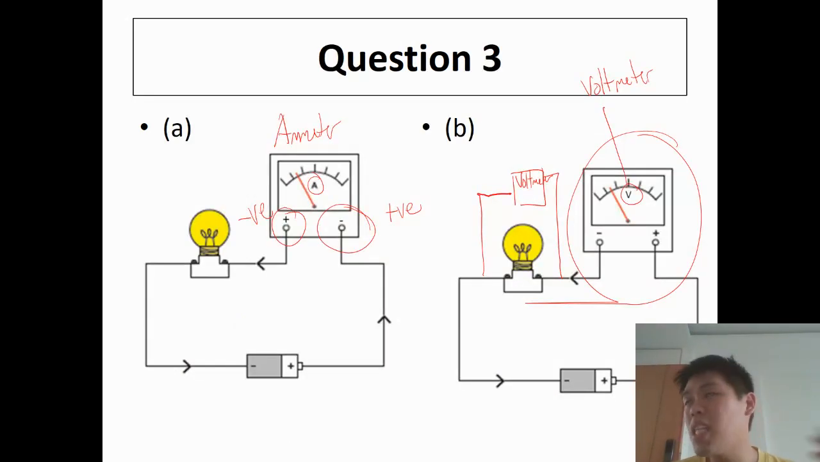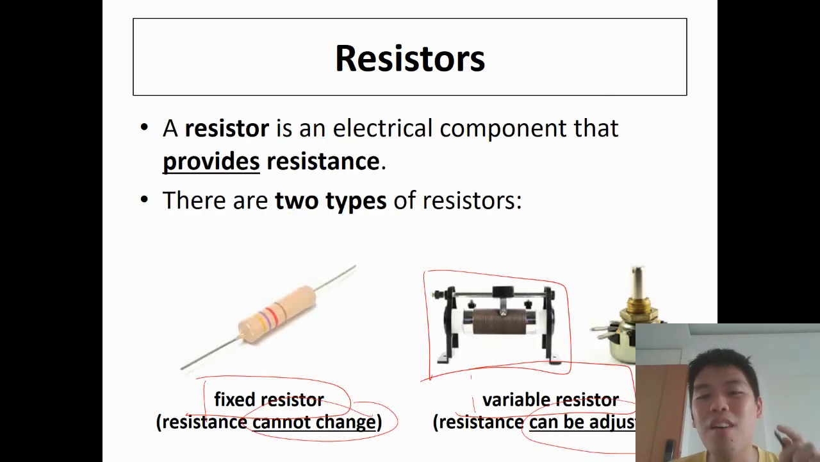So what is one thing in your classroom or at home that you can turn? The fan knob, correct? Your fan, the knob. You can change the speed 1, speed 2, speed 3. That is actually a variable resistor.